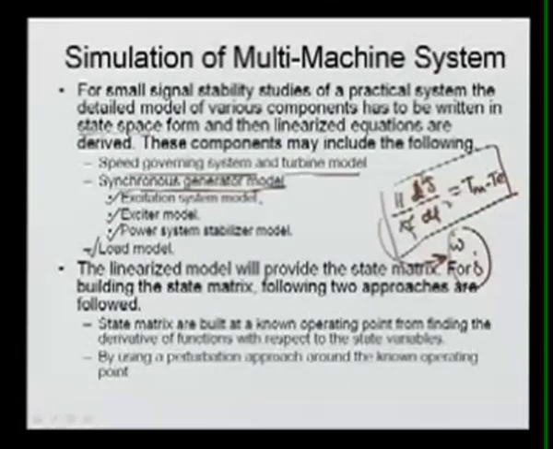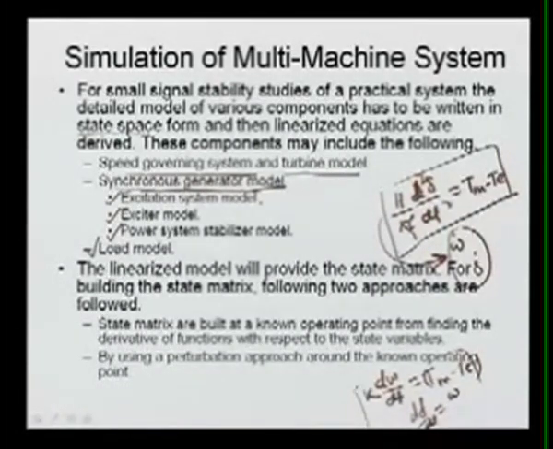So now we can write d omega by dt equal to some constant k times Tm minus Te, and d delta by dt is nothing but omega. So these two equations can be found from the double differentiation equation.